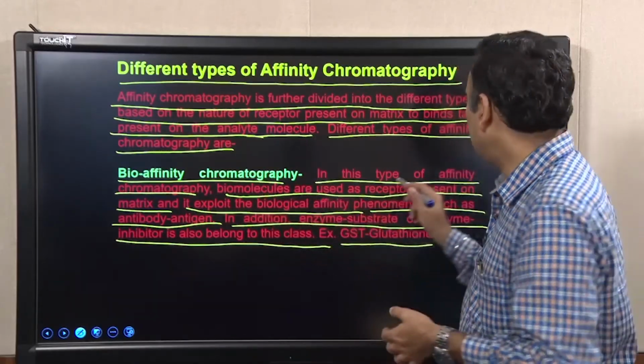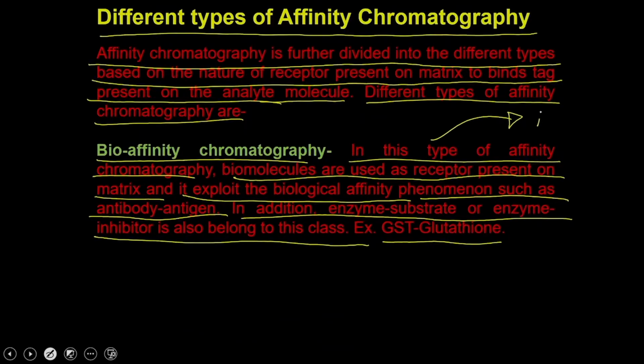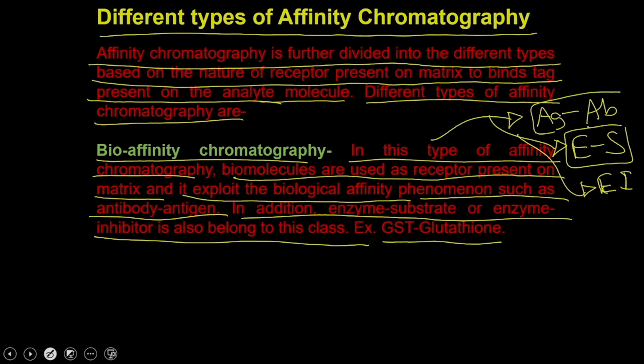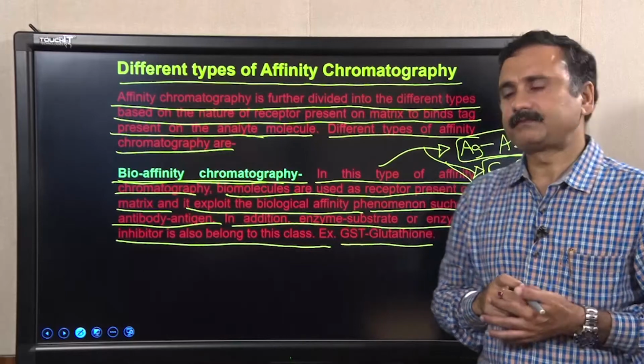So, in this case you have multiple classes, for example, you can use the antigen antibody complexes, or you can use the enzyme and substrate complexes, or you can use the enzyme as well as the inhibitor as a complex. And any of these combinations, since they are naturally occurring in the system, all fall under the category of bioaffinity chromatography.